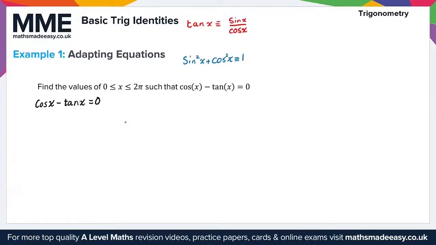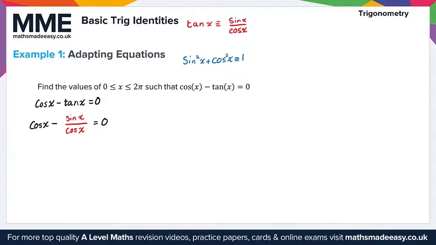Taking a look at our original equation, cos x minus tan x equals 0. cos x on its own, we can't do too much with that. However, tan x, we've just denoted the identity for this expression. So if we replace tan x with sin x over cos x, we may be able to manipulate this equation and adapt it. If we rewrite this, this gives us cos x minus sin x over cos x, and this is equal to 0 still.